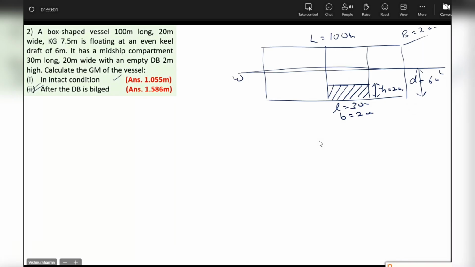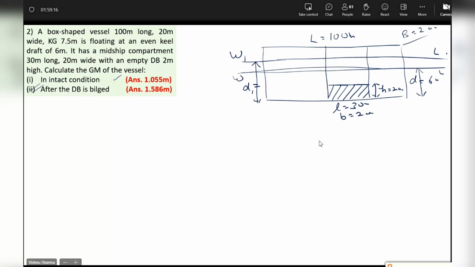Class, do you agree with me? Right, sir. Yes, sir. This will cause the vessel to sink to a new draft, W1, L1 waterline, and D1 is the draft.